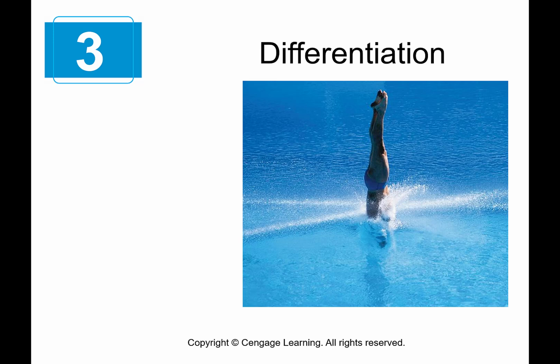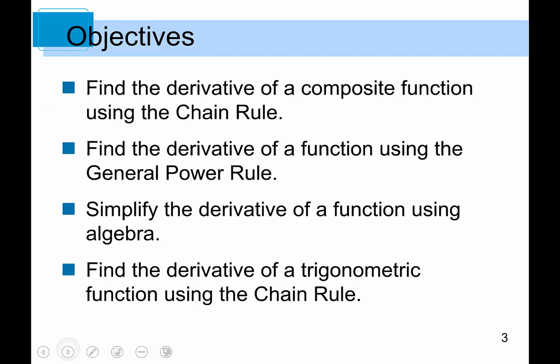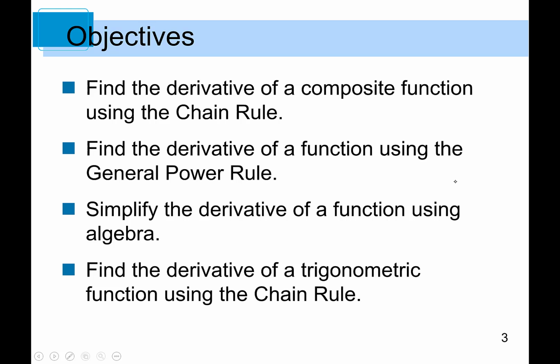Let's continue talking about the techniques of differentiation. In this particular section, we're going to take a look at the chain rule, and the chain rule applied to composite functions. Let's compare what kind of function you have to use the chain rule for, and what kind of function you cannot use the chain rule for. First of all, let's take a look at the objectives.